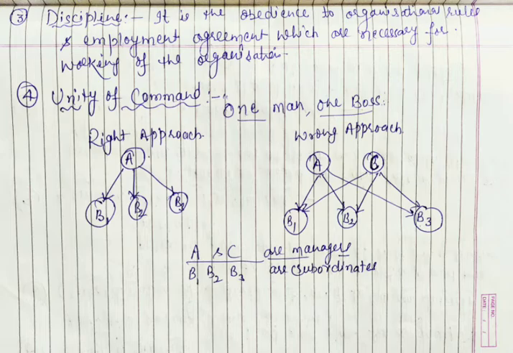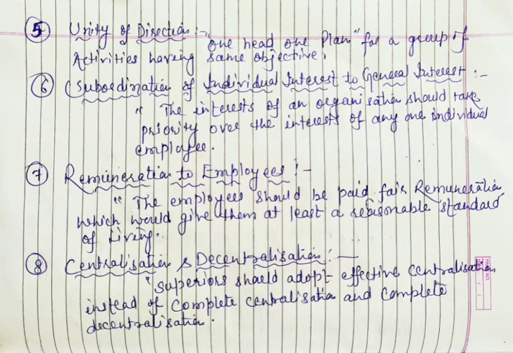Next principle is unity of direction. These are very important principles of management. If the unity of command principle is not followed, then the employees will not do the work which is assigned by their seniors. They will be careless. So next is unity of direction. Unity of direction simply means that there should be one head and one plan for a group of activities, those activities whose objective is the same.